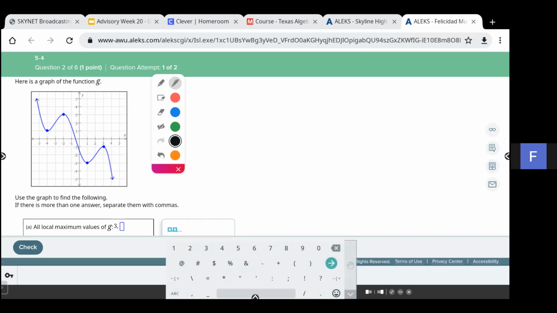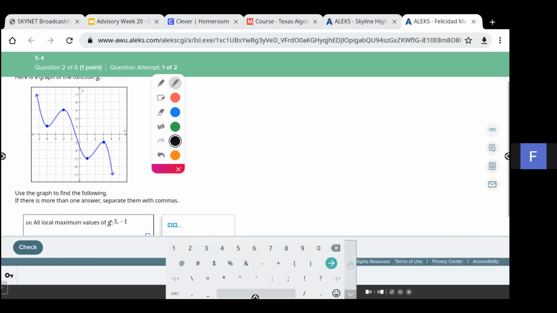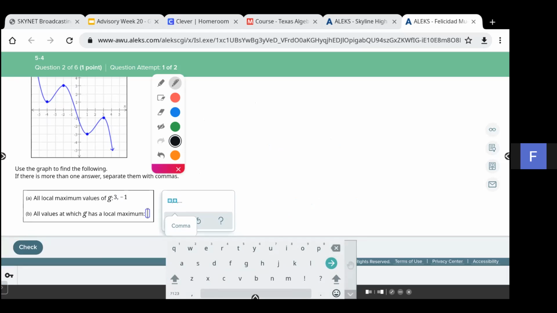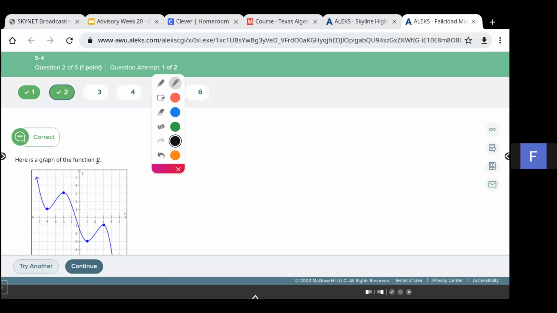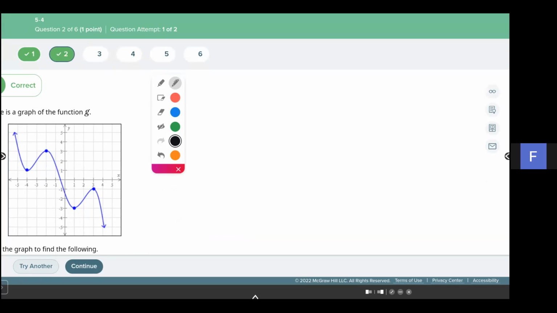3, comma, -1. And then when it happens is -2, comma, 3. And I can hit check. I got them both right, which is really exciting. But that's all you need to do on the second problem.